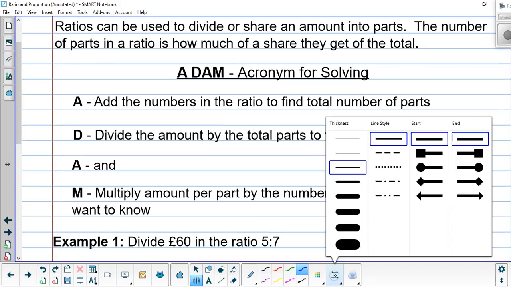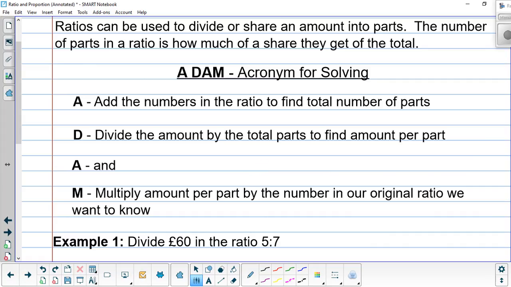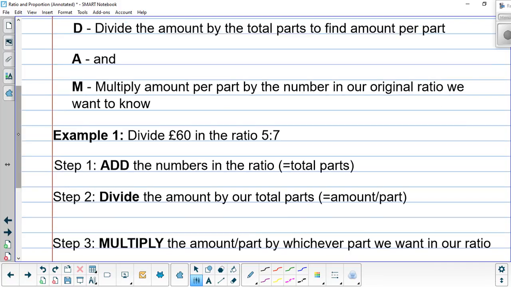So step 1, why I like these acronyms that we're going to work with over the next couple of videos is as such. So add the numbers in the ratio. So this means 5 plus 7 equals 12. And this is our total number of parts. Keep in mind, guys, this is a number sign and not a hashtag.